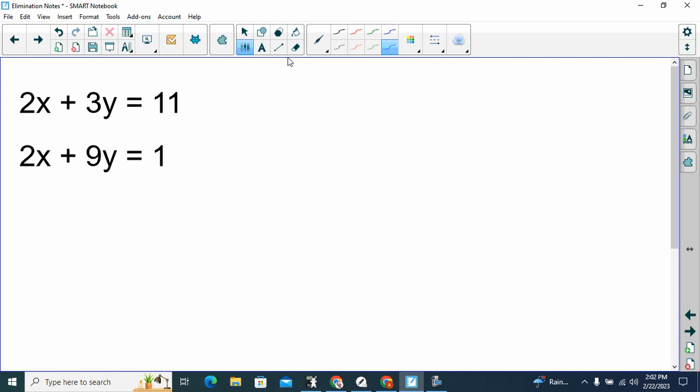Example 2 looks similar. We have two equations put together here. Again, none of them say x equals or y equals, so we're solving by elimination. We're given 2x plus 3y is 11, and 2x plus 9y equals 1.